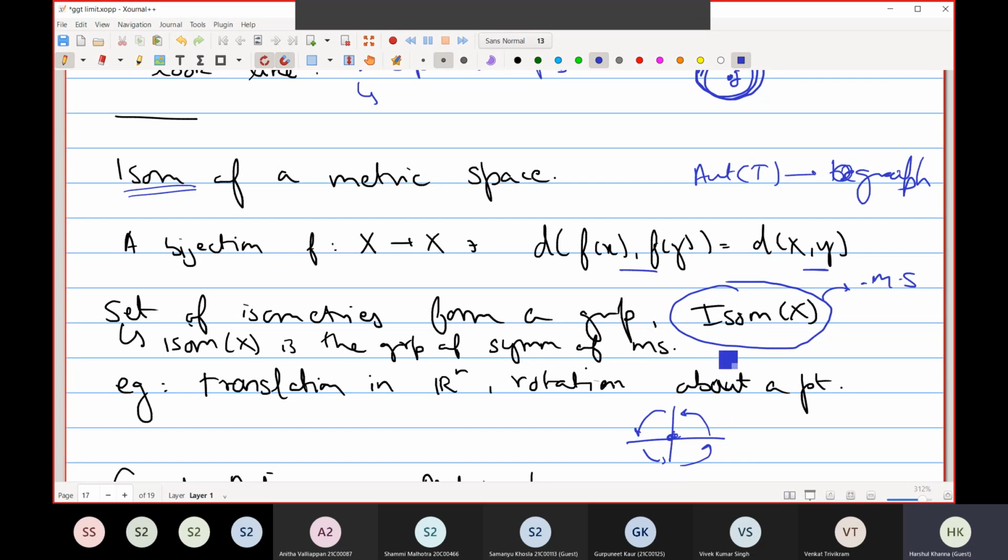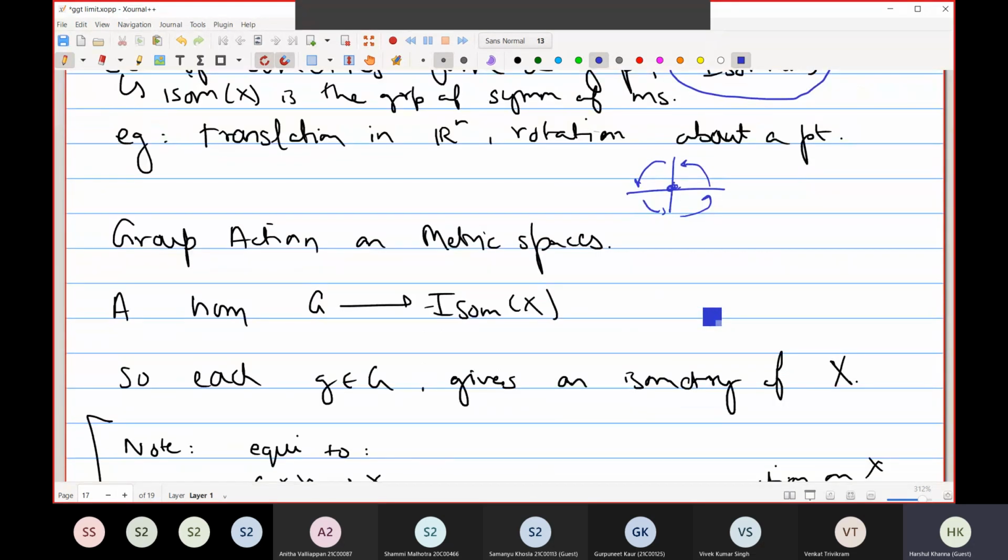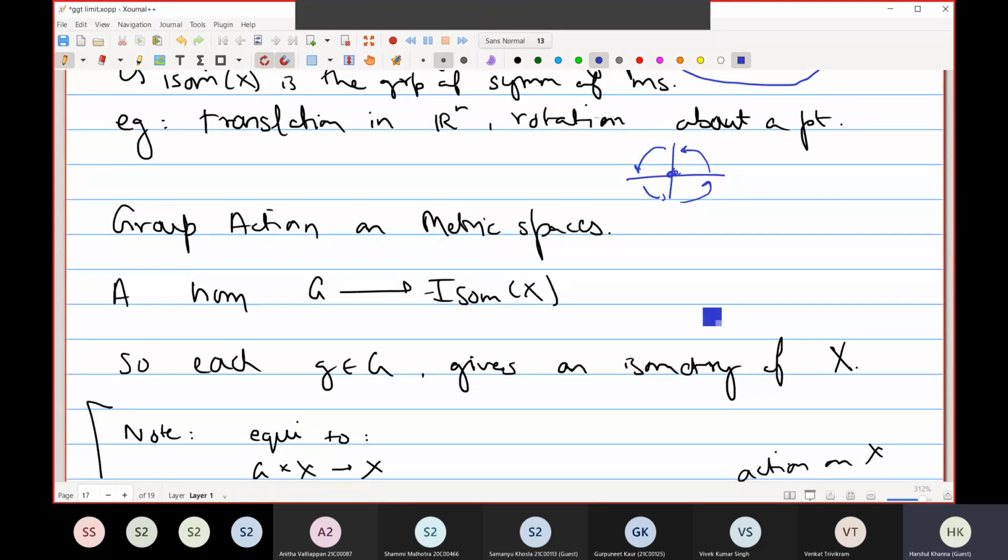And again, we want to look at group actions on metric spaces. Again, it's a homomorphism from G to Isom(X). So it's a normal action, plus it preserves the distances. It preserves the structure. Because of this, a homomorphism from G to isometries of X, each g gives rise to an isometry of X. Again, we can denote it by phi(g). In the case of graphs, each element of G corresponded to an automorphism of a graph. Here, each element of G corresponds to an isometry of X because we have a group action on metric spaces.